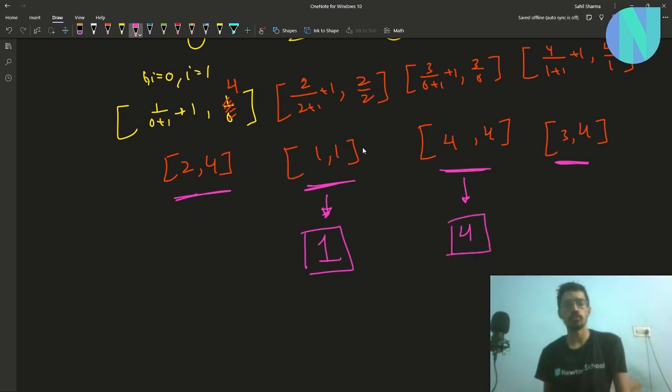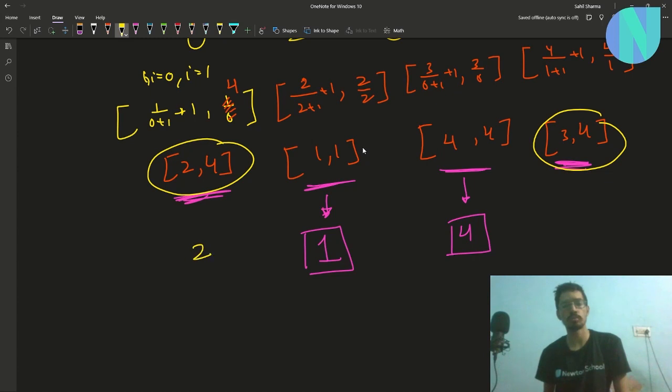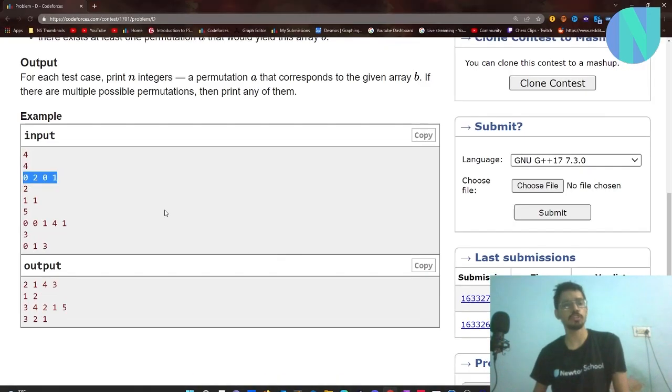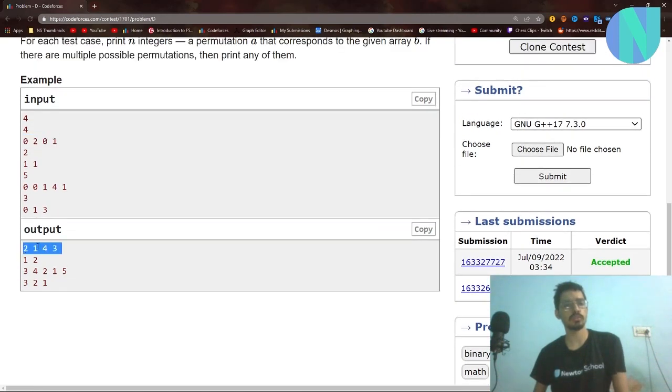Then we have already placed 1 and 4, so now we have to place 2 and 3. Let's try to place 2. As you can see here, we have two ranges, that is 2, 4 and 3, 4. But 2 cannot lie in the 3, 4 range, so 2 must lie in the 2, 4 range. So the 2 must be at the first index. Similarly, now we just have 3 to place, so you can just place 3 here. Using this, you have easily found your permutation. So your permutation is 2, 1, 4, 3. If you check your output here, the answer is 2, 1, 4, 3.